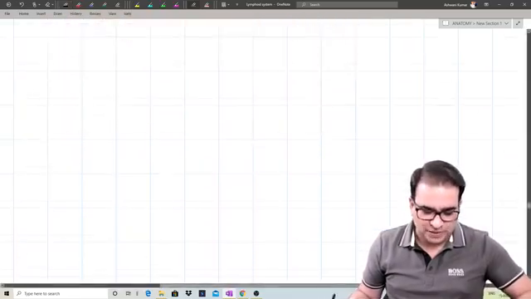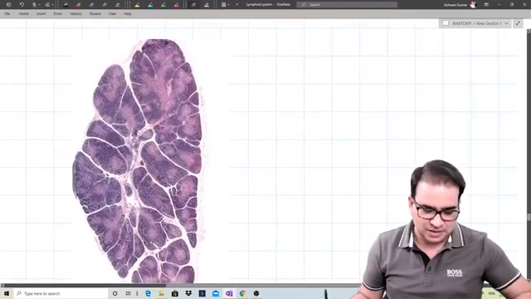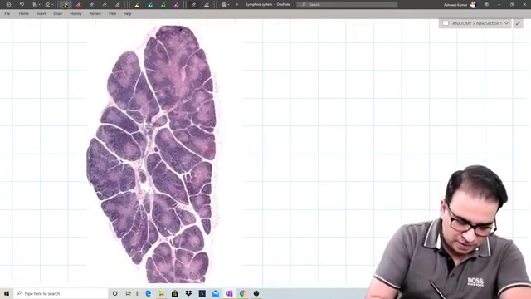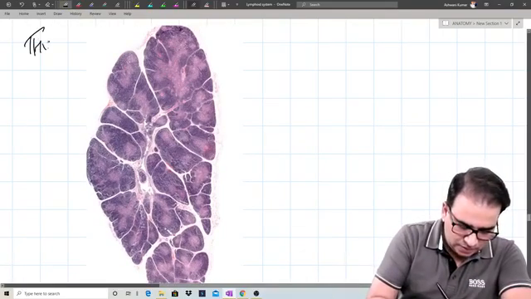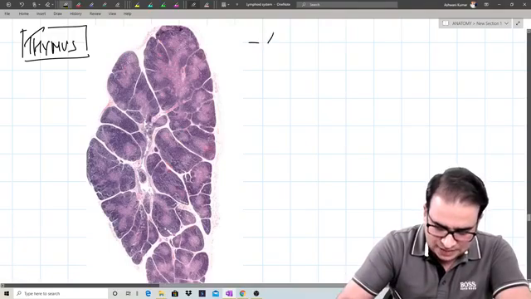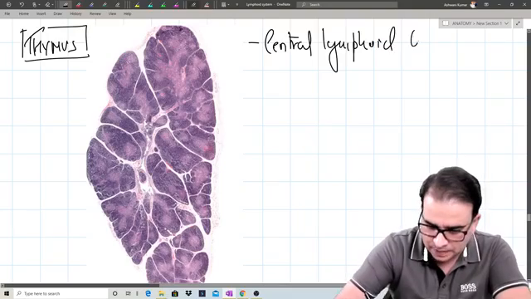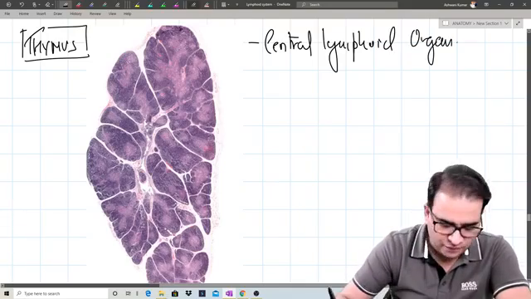Okay, moving on to the next one. The next slide here is the slide of the thymus. So look at this picture. This is a slide of thymus here. So guys, thymus out of all these is one central lymphoid organ. It's a central lymphoid organ.